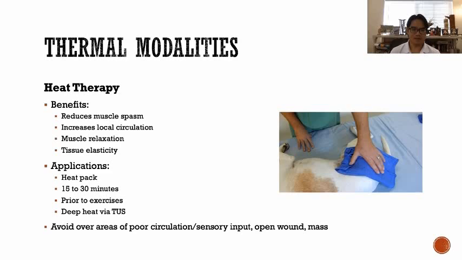Heat therapy, on the other side, causes vasodilation, which helps to reduce muscle spasm, especially chronic muscle spasms. It increases local circulation, relaxes muscles, and improves tissue elasticity. Application-wise, you can easily get a hot pack, or if not, you can just put uncooked rice into a sock and microwave it for a couple minutes with a cup of water, so that the sock or the rice absorbs some water. Then you could use that as a heat pack.